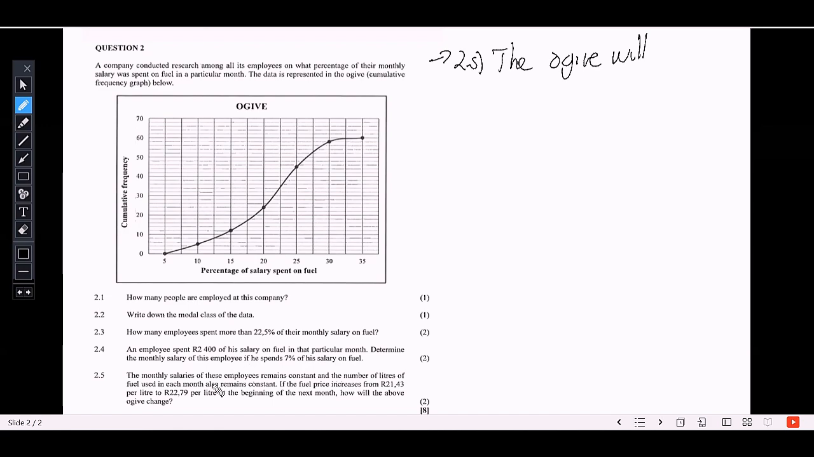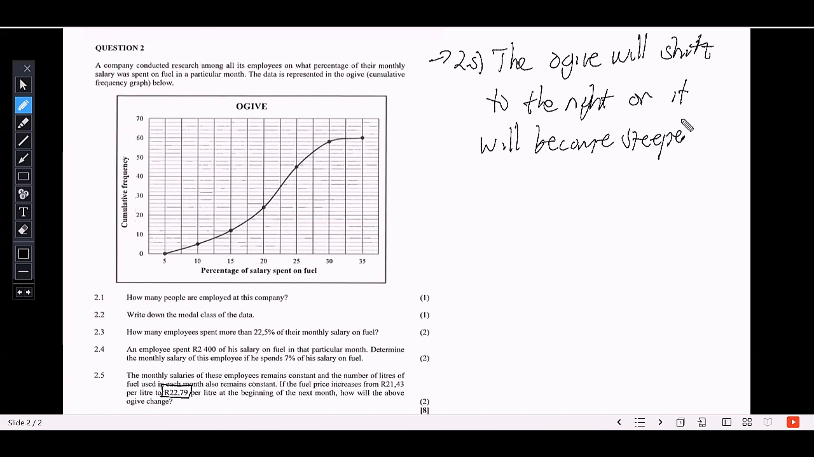Because now, remember, the price that they spend on fuel will also be calculated to the same constant salary. So now that it has increased, or the money that will be spent on fuel will increase, then it will also increase the percentage. Because remember, as the fuel price increases, we are not increasing the salary. So this now becomes a larger percentage of the salary, and still our salary remains constant. So we say the ogive will shift to the right, or it will become steep, so indicating that now they are spending more on fuel as a percentage of their salaries, right?